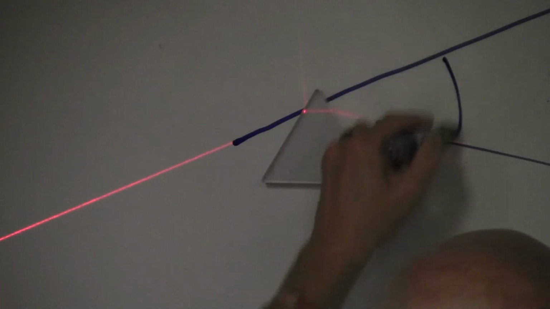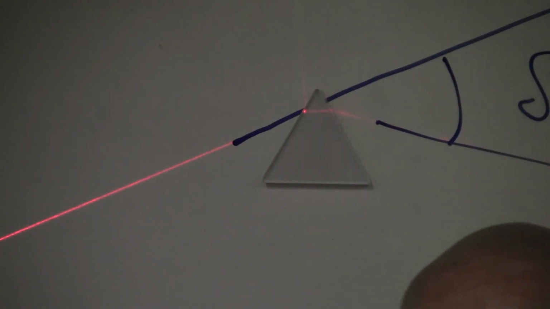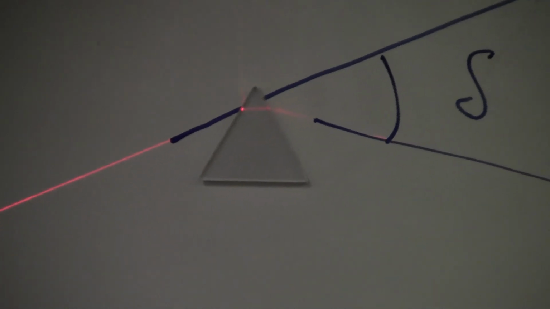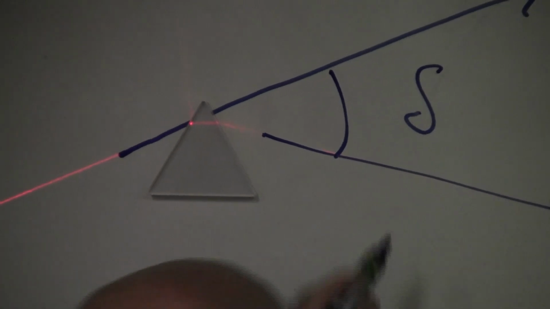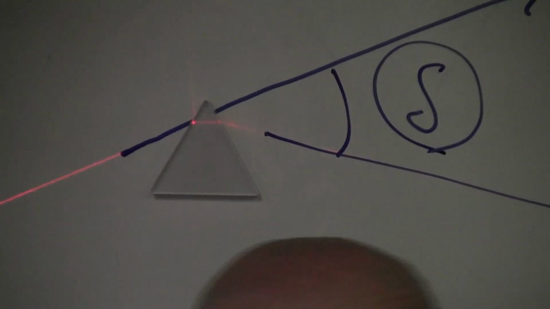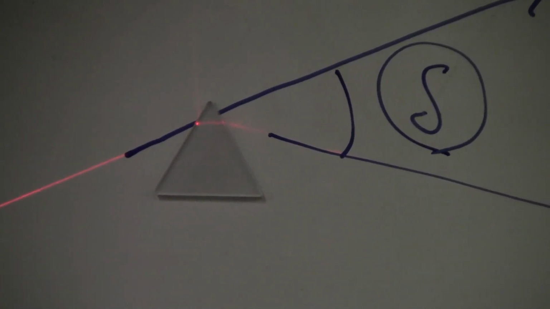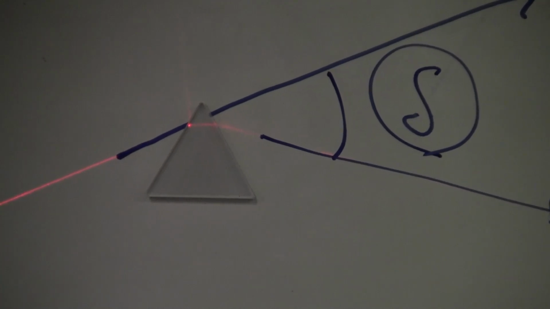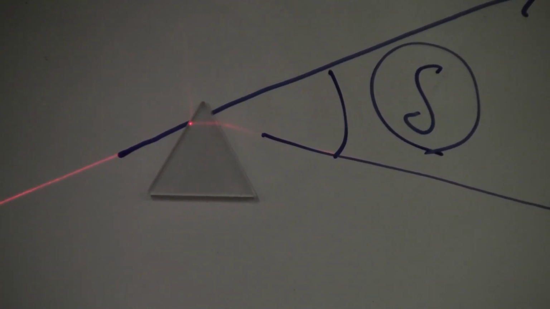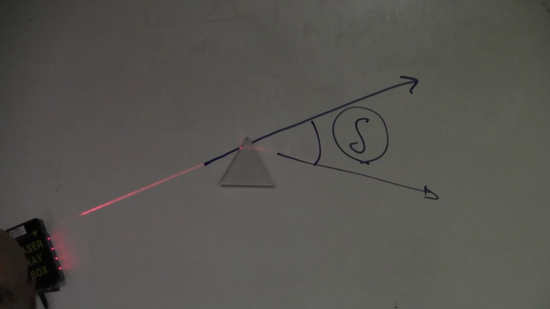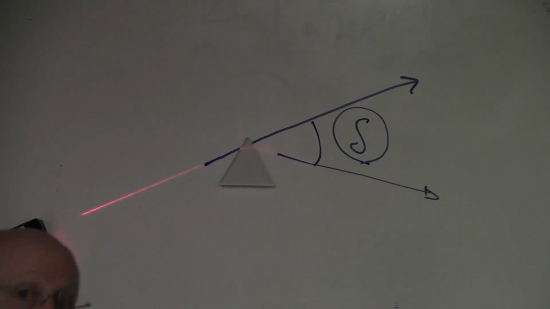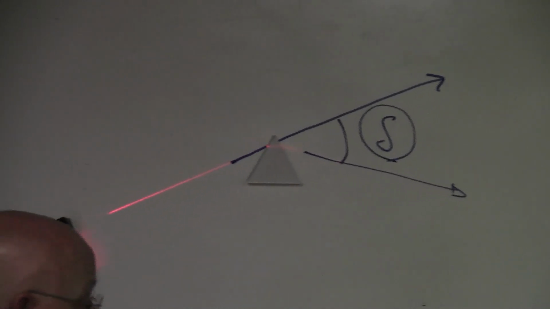But this right here is what we call the deviation angle. How much does it deviate? And that's what we're going to be hunting for. What is that deviation angle? And as you'll see here in a second, that angle is slightly different for the different colors or different wavelengths. And that's why we can then get the index n for the different materials.